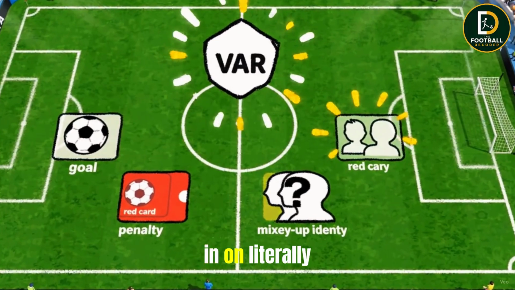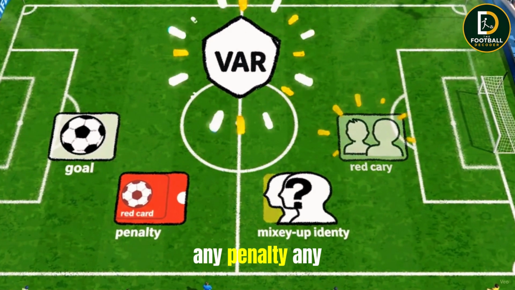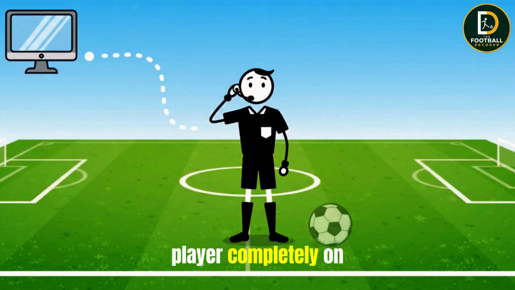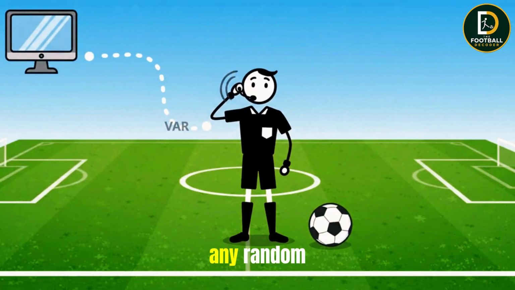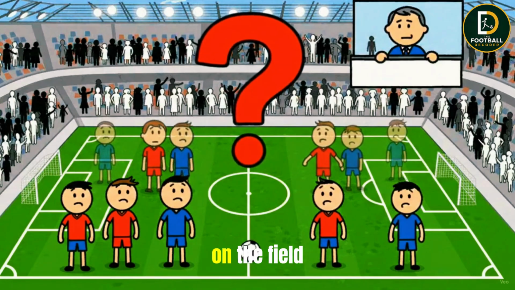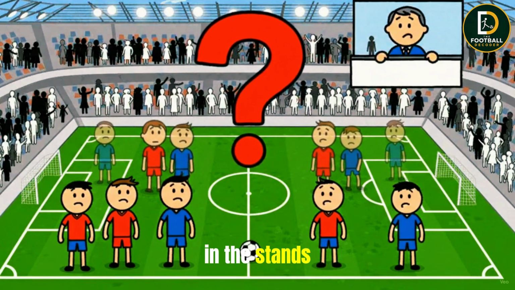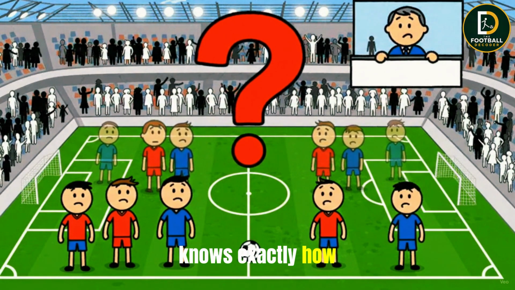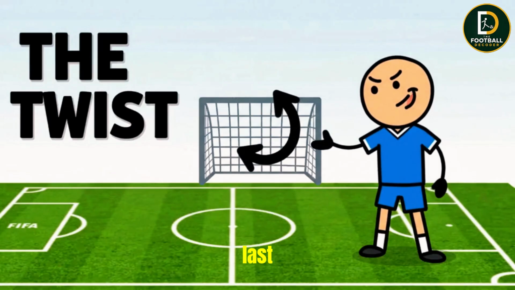VAR can step in on literally any goal, any penalty, any straight red card, or any case of mistaken identity, completely on its own, at any random, unpredictable moment, and nobody, not the players on the field, not the fans in the stands, not even the commentators calling the game, knows exactly how long that wait is going to last.